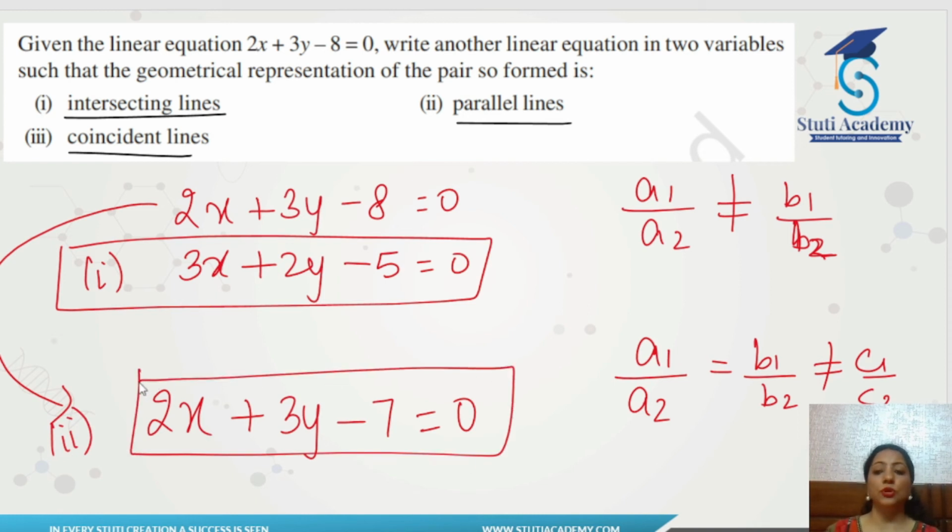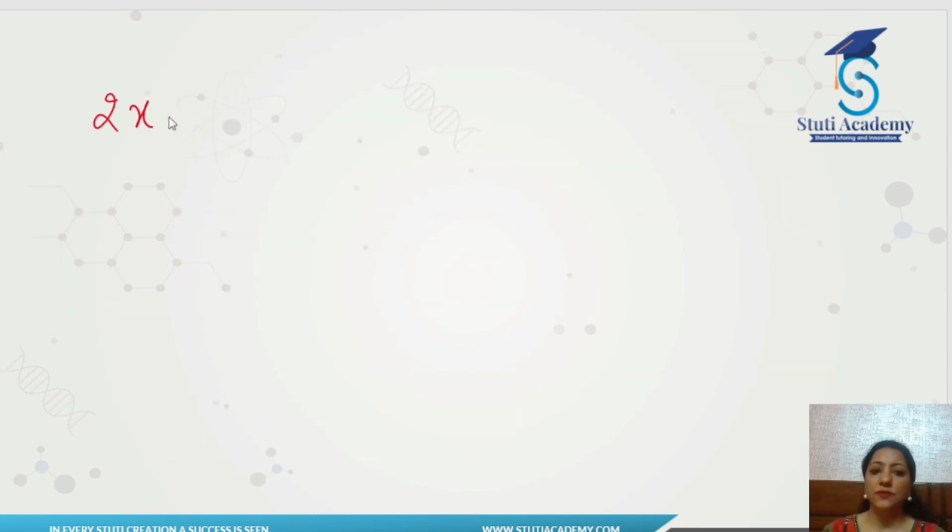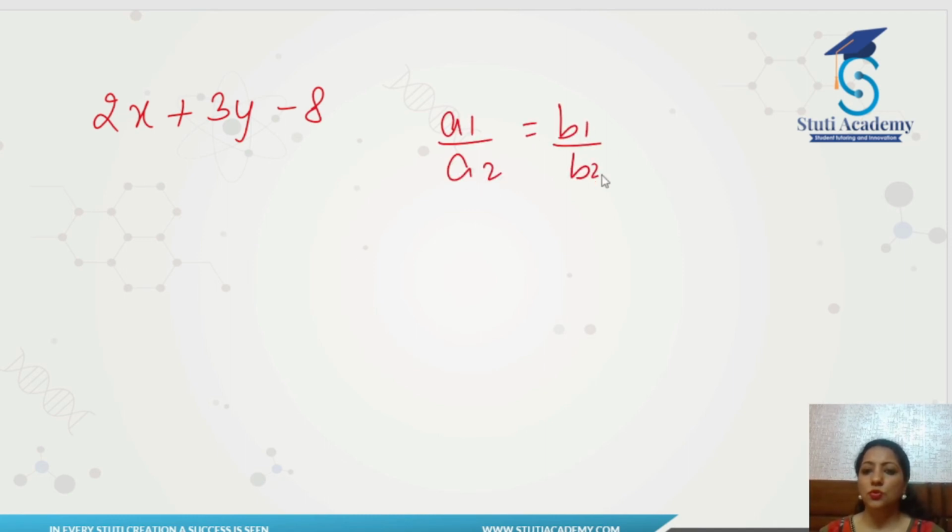So children, as I told you earlier, you can have different answers also. Make sure that this condition is satisfied. Now comes the third part, that is coincident lines. Coincident lines, that means we must have a1 upon a2 equal to b1 upon b2 equal to c1 upon c2. So we have to make the ratio same.